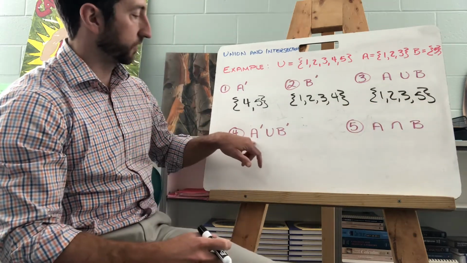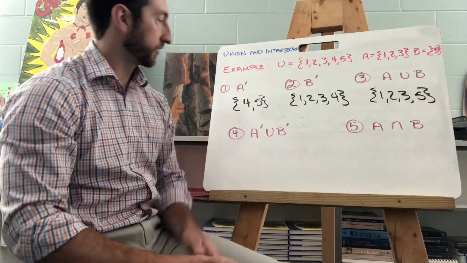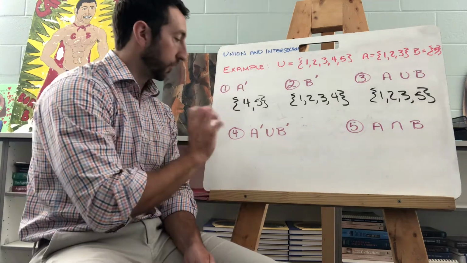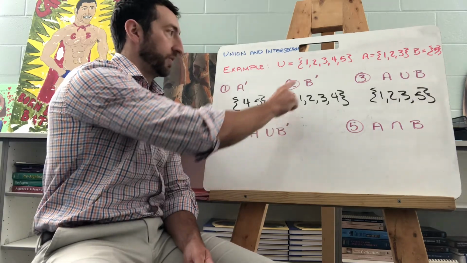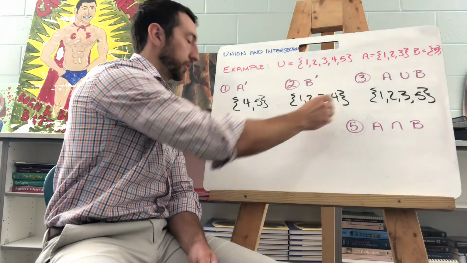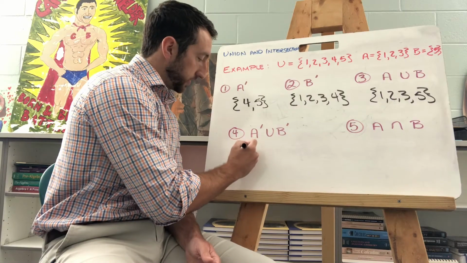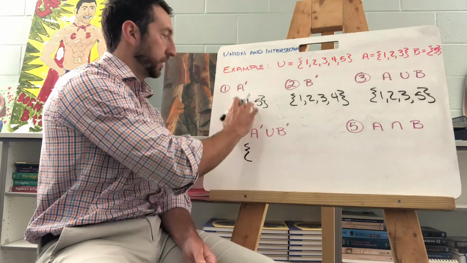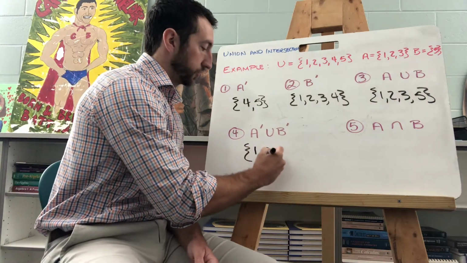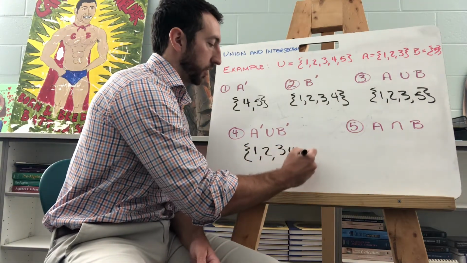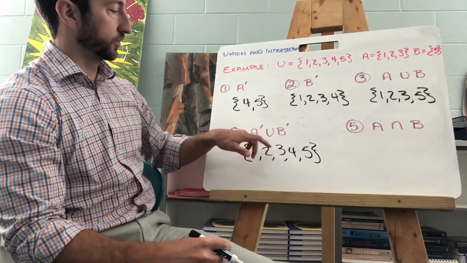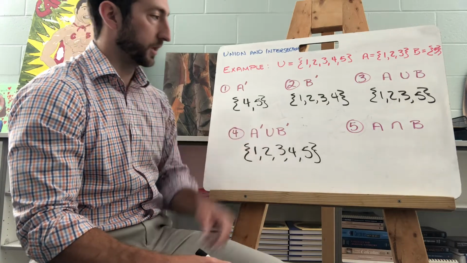All right, so now we've got A complement union B complement. The union means it could be an either-or, and we've actually already gotten these two. I know that A complement is 4 and 5, and I know that B complement is 1, 2, 3, and 4. I'm going to write it in numerical order, so it's going to be 1, 2, 3, 4, and 5. So it's all of our universal set because it could be not A or not B.